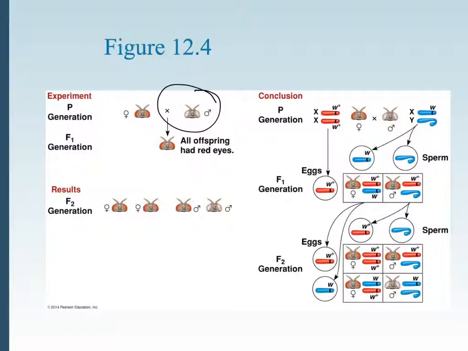So he took his white-eyed fly, and he was mating it with all of these females, and because all he had in his lab at that point were red-eyed flies, he kept getting red-eyed flies and more red-eyed flies and more red-eyed flies. And he's very frustrated by this because he had this one white-eyed fly, but he couldn't seem to get any more white-eyed flies out of it.